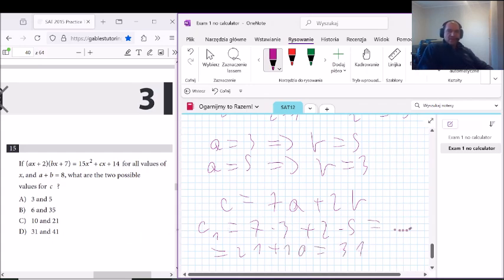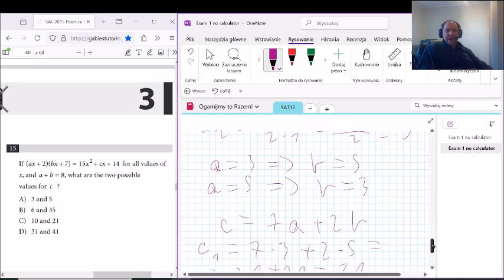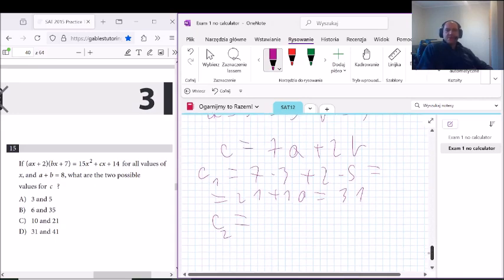So we see that it should be answer D. And for the other solution, c2, now a equals 5 and b equals 3, and we get 7 times 5 plus 2 times 3. It will be 35 plus 6, which is 41. And we have a confirmation. Answer D is the correct answer here.